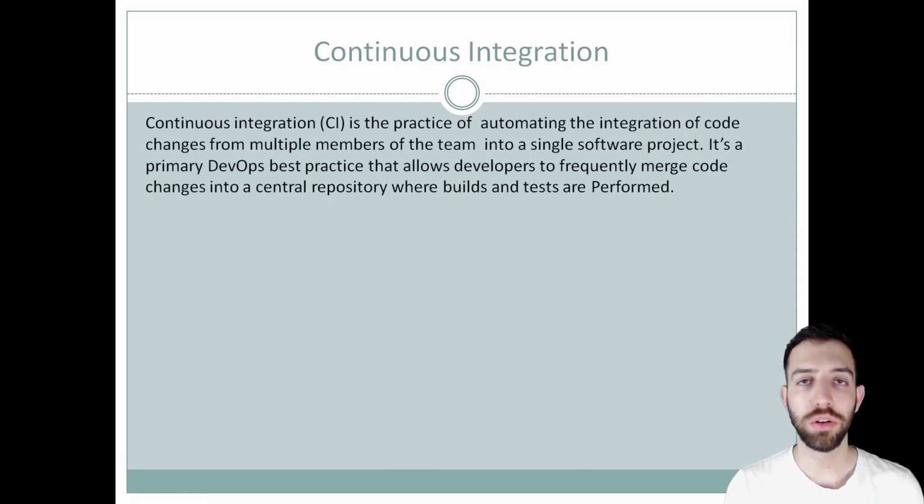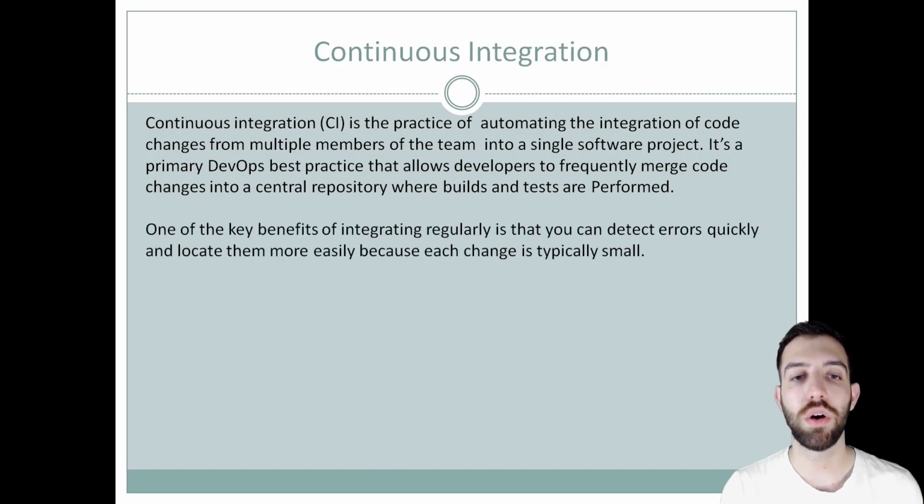More specifically, continuous integration is the practice of automating the integration of code changes from each member of the team into a single software project. It's a primal DevOps best practice that allows developers to frequently merge the code changes into a single repository where builds and tests are performed. One of the key benefits of integrating regularly is that you can detect errors and bugs and locate them more easily because each change is typically small.